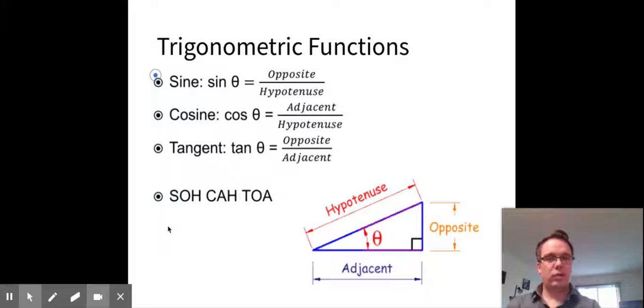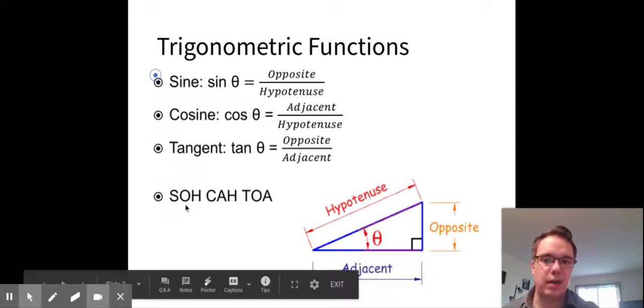So if we were going to try to find the exact values for sine, cosine, and tangent, for sine, we would take the opposite over the hypotenuse and simplify that ratio. For the cosine of theta, we would take the adjacent side over the hypotenuse and simplify that ratio. And for tangent, we would take the opposite side over the adjacent side and simplify that ratio. And the word that helps us out so much with this is SOHCAHTOA, because you can see sine, opposite, and hypotenuse, cosine, adjacent, and hypotenuse.